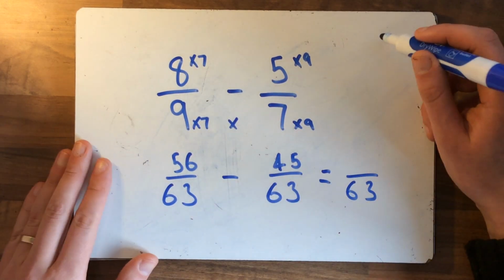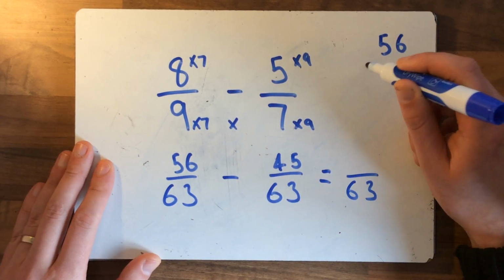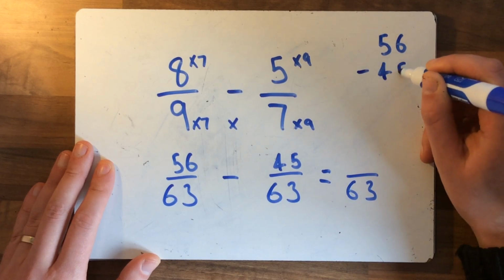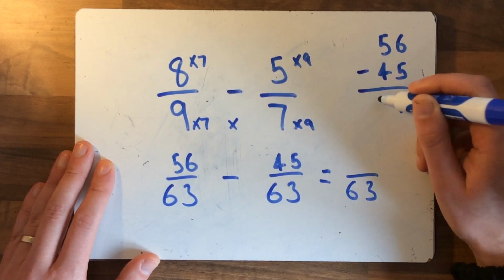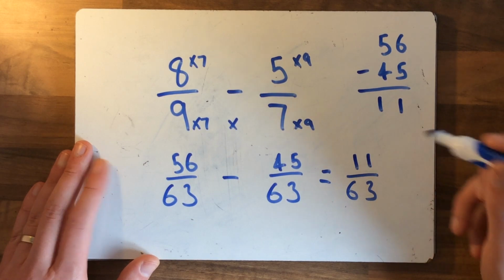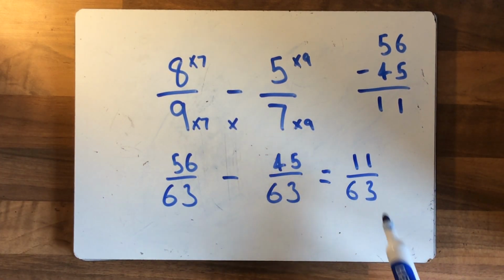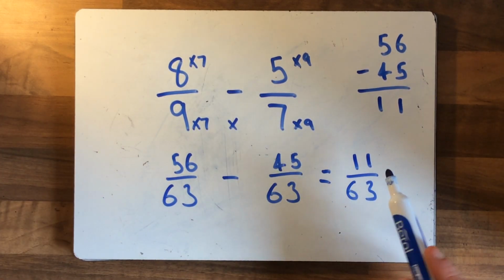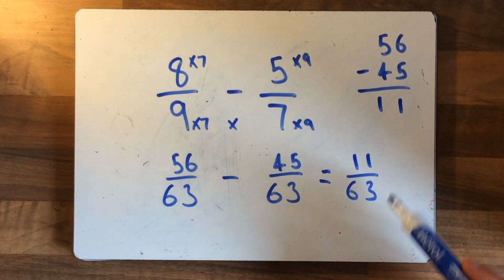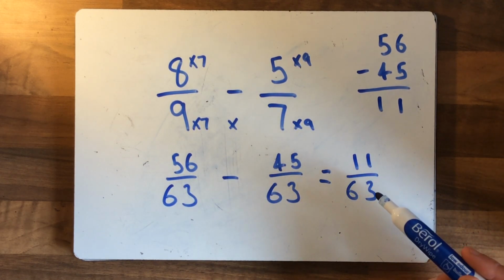You might be able to do it in your head, but remember, use the methods that you know if you can't do something in your head. Working this out to get to 11. So you've got 11 over 63 now as your answer. Now if you've got this as an answer, that's brilliant. Have a think though, could it be simplified?